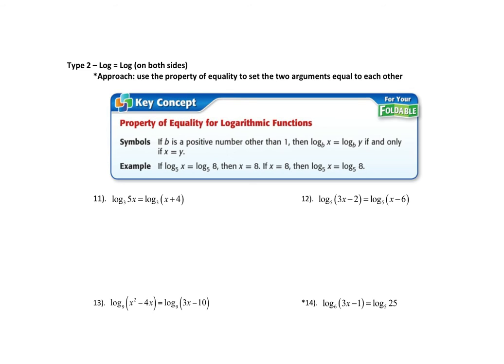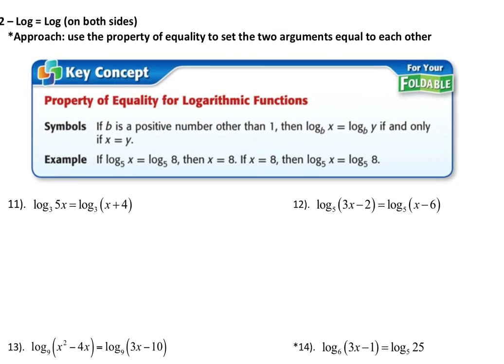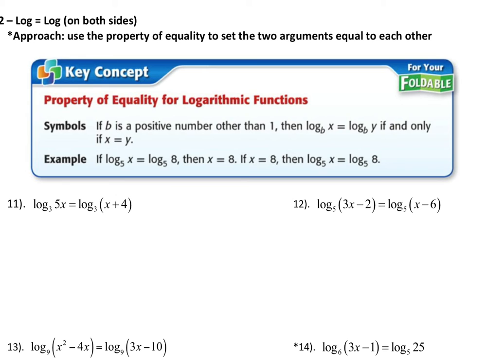And your approach, which is going to actually be easier than type 1, is to use what's called the property of equality to set the two arguments equal to each other. So if you look at your key concept box here, if log base 5 of x is equal to log base 5 of 8, then x equals 8. So if this log base 5 is the same as this log base 5, the only way those two logarithms equal each other is if the arguments equal each other. And so look for the like bases, and then if they are like bases, you can set the arguments equal to each other and solve. We still will need to check our answers.